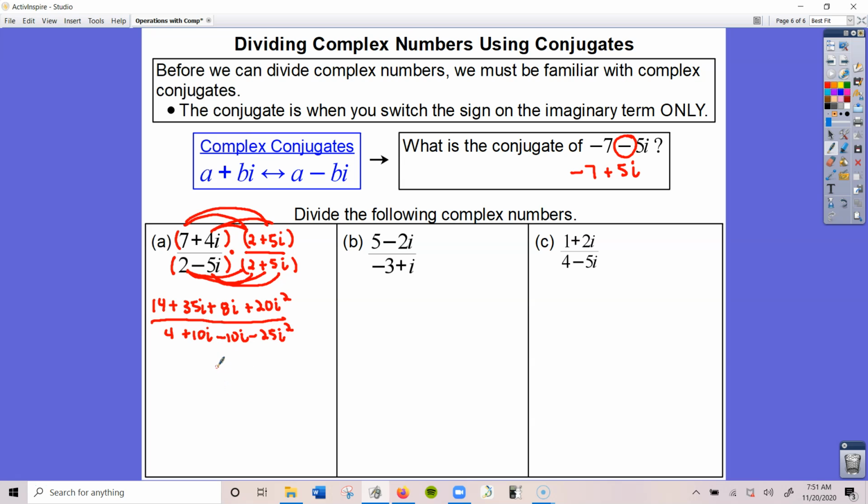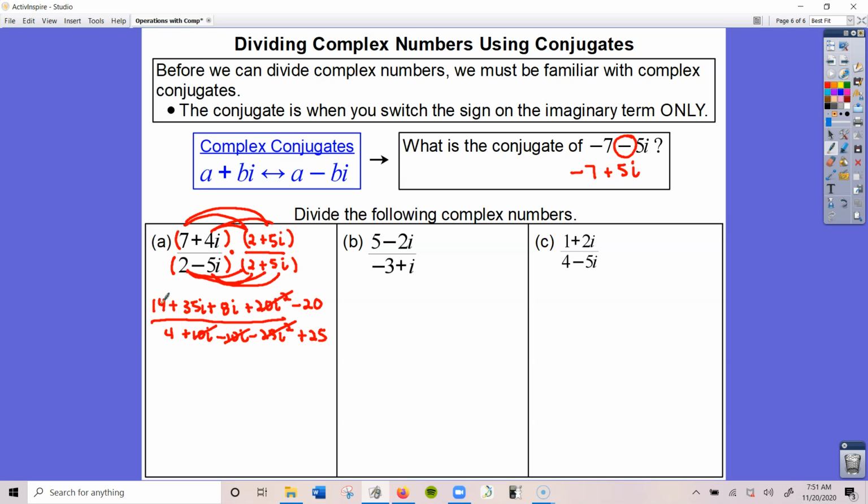Now if you've multiplied correctly, every time you multiply the conjugates, those middle terms will cancel out. See, I had a positive 10i minus 10i, so they canceled. Now here we're just going to simplify the rest of this. Remember that 20i squared is just now negative 20. You just switch the sign because it's 20 times negative 1. And negative 25i squared is negative 25 times negative 1, so this would be plus 25.